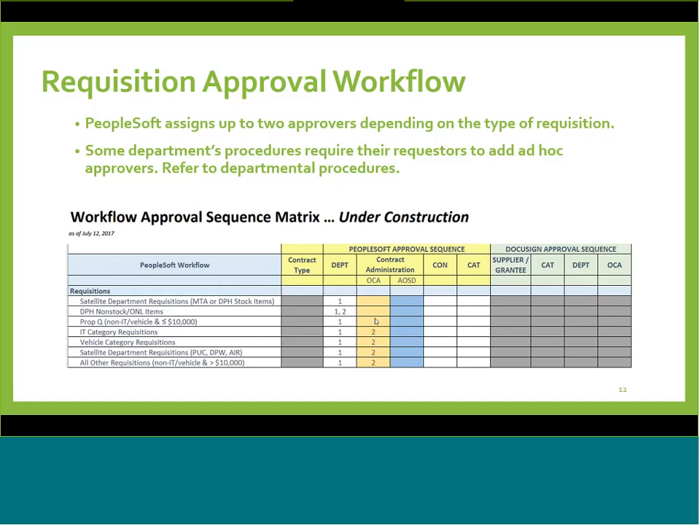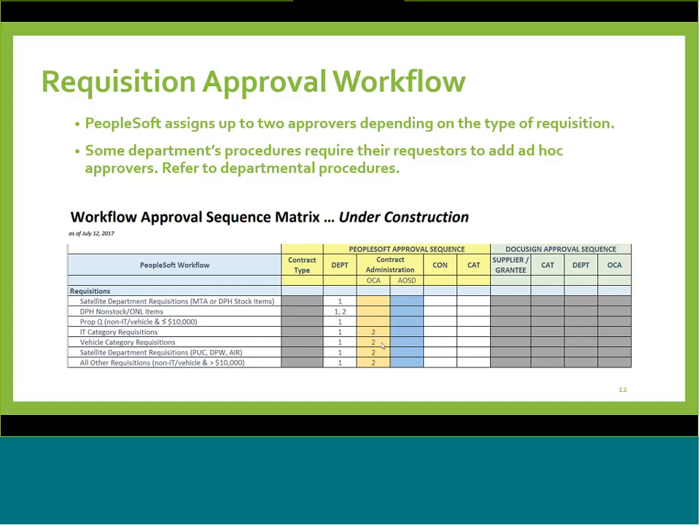For most of your departmental purchases that are Prop Q under $10,000, if it's not IT or vehicle, then it's only going to your department for approval. Yay! Yes. If it is IT or vehicle, then we have just one additional stop at OCA, and that's your second approval. And we have gotten a lot of questions about how do I involve my IT department sort of approval in that process, in case, for example, we have some items on stock. So one way you could do that would be by inserting an ad hoc approval between your department approver and the OCA approver.